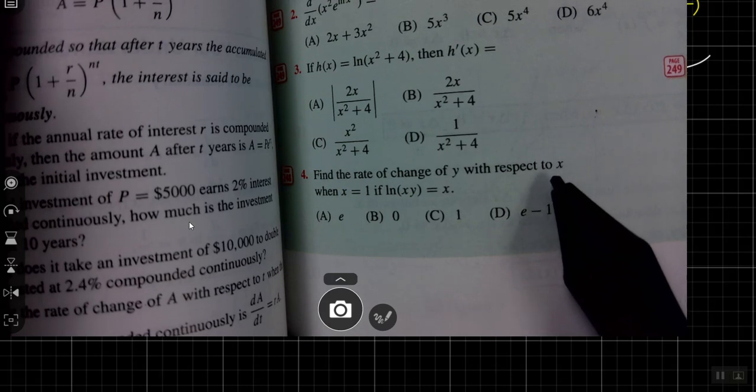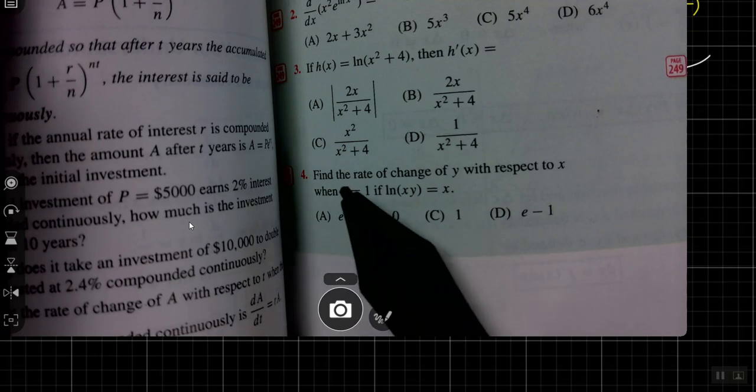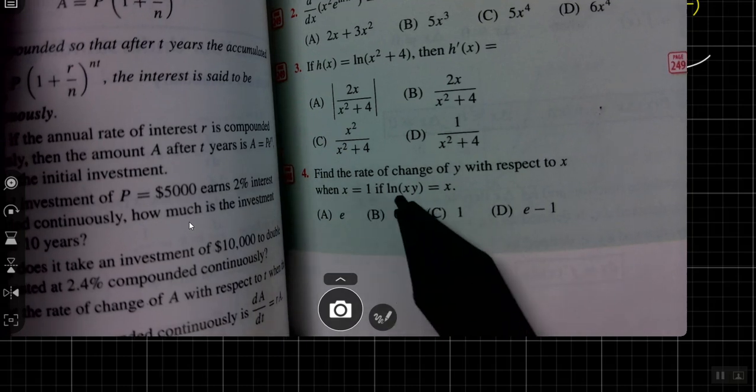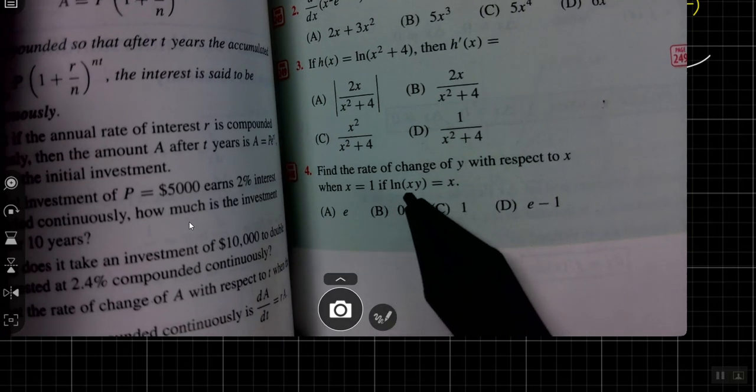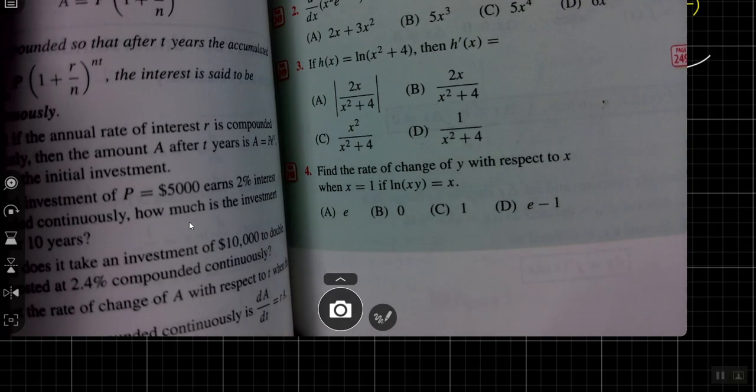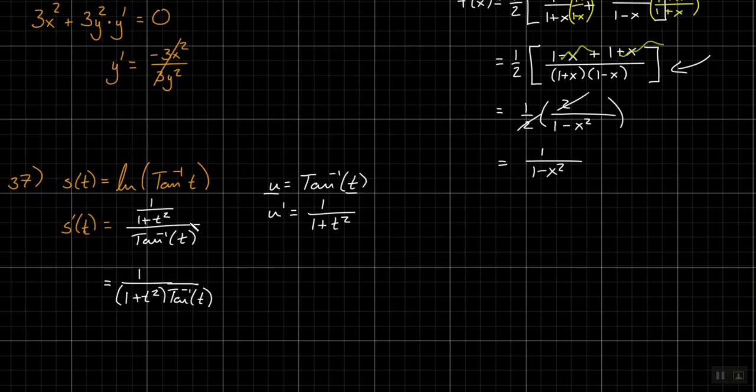Derivative. This is just saying find the derivative of this function when x is 1. So if we take the derivative, should we do this one together? So natural log of xy equals x when x equals 1.